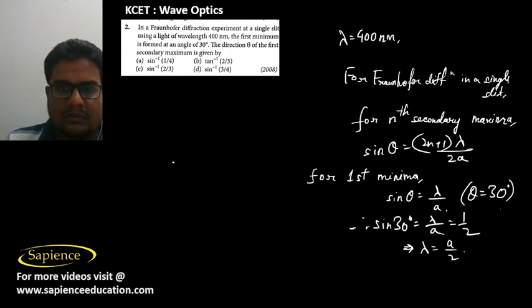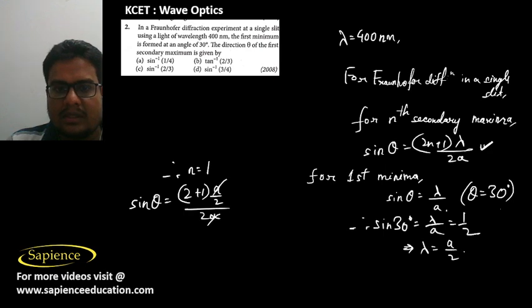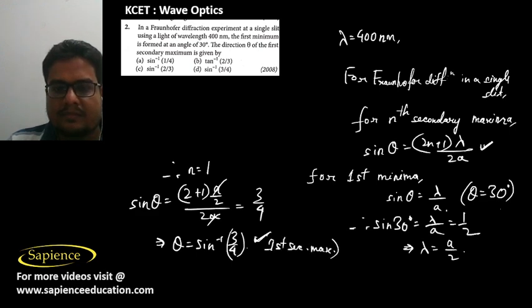Now we have to find the angle theta for the first secondary maximum. So here n is equal to 1 in this formula. Therefore sine theta will be equal to (2 plus 1) into lambda, that is a by 2, divided by 2a. So a and a will cancel. So this is equal to 3 by 4. So theta will be equal to sine inverse of 3 by 4. At this angle, the first secondary maximum will be formed. So option D is the correct answer.